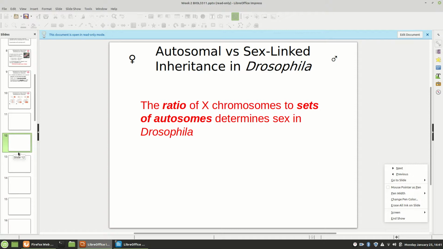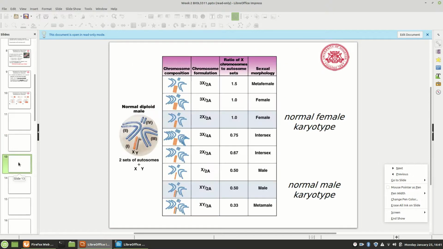In flies, it's still the ratio of X chromosomes to sets of autosomes that determines the sex in Drosophila. So the X and Y still determine the sex of the fly, but it's a ratio. It's not just the presence. In humans, if you have a Y, you're going to have male features. But in flies, it's the ratio of X's to the others that determines whether or not you're female. It's a little different in flies.